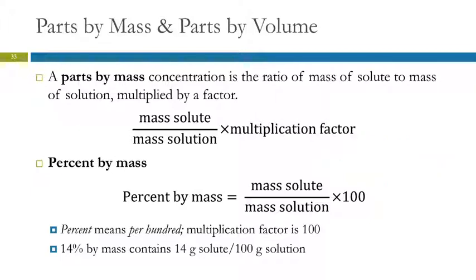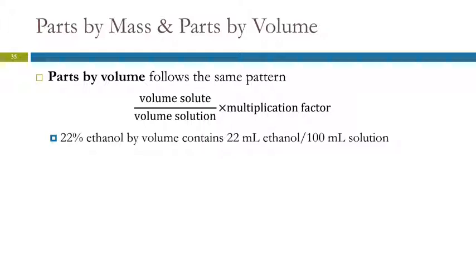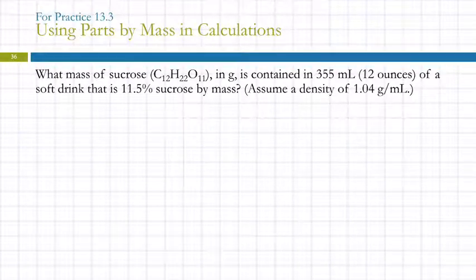I think we've got an example here. What mass of sucrose in grams is contained in 355 milliliters, 12 ounces, of a soft drink that is 11.5% sucrose by mass? Assume a density of 1.04 grams per milliliter. These sorts of questions end up being just messing around with units problems.